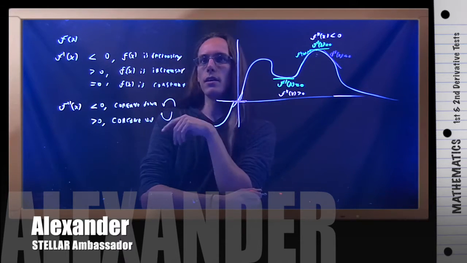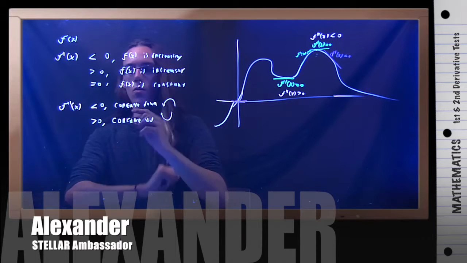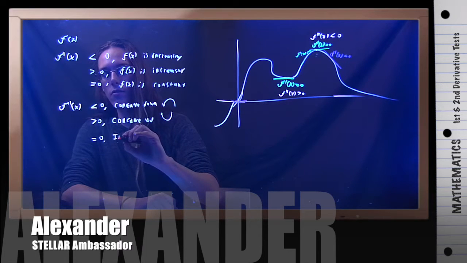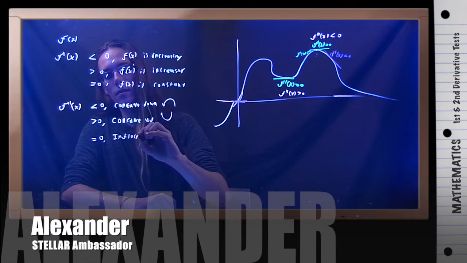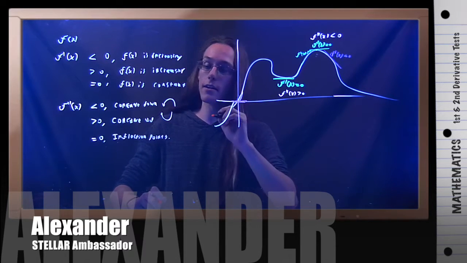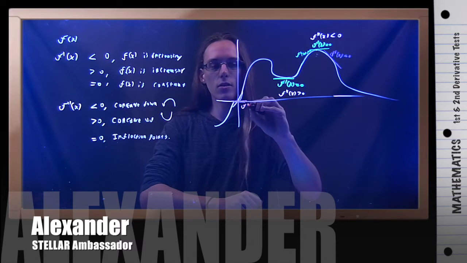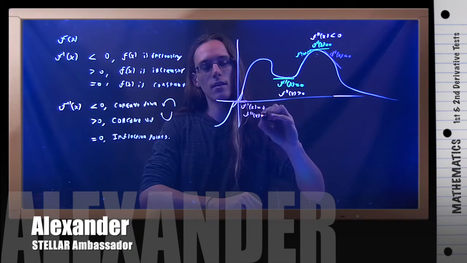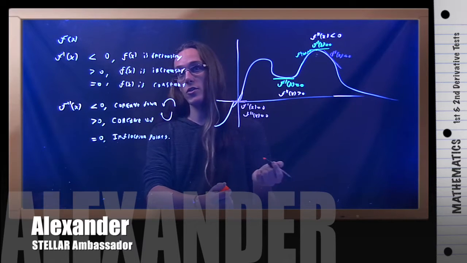What about this place over here where it was neither a max nor a min? Well, that's where f double prime is also going to equal 0. And we call those inflection points. And so that's places like right here. So if I look here, I know f prime is 0 and f double prime is 0. Then I'm at an inflection point.